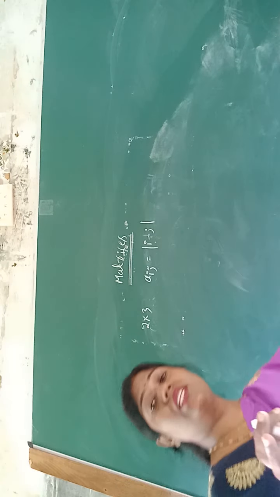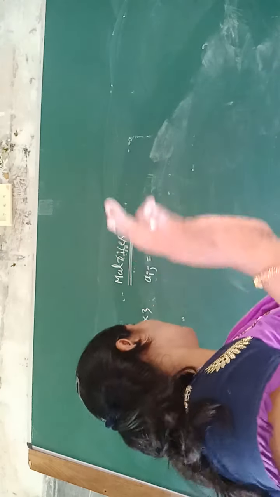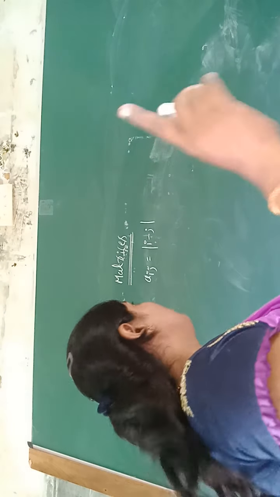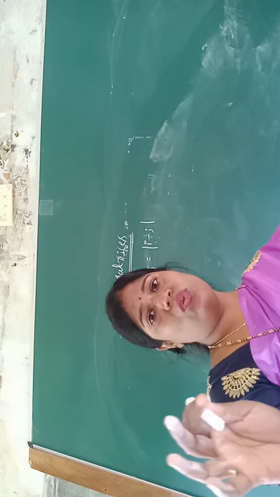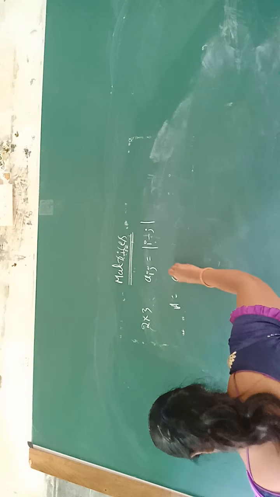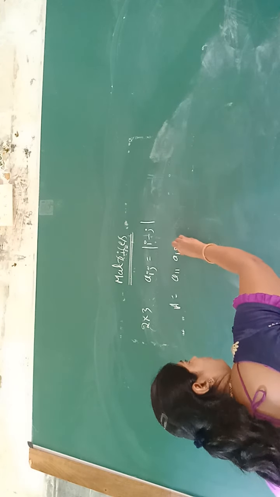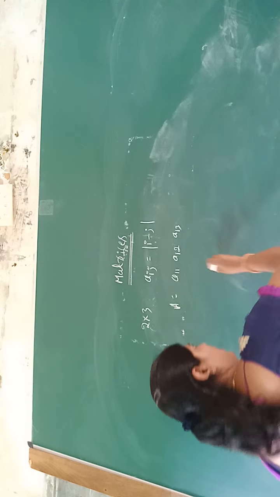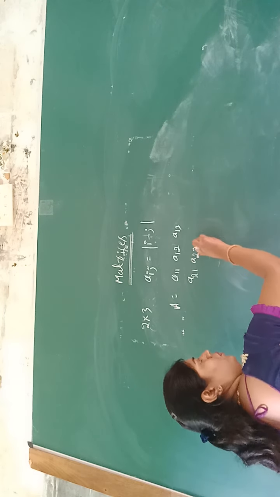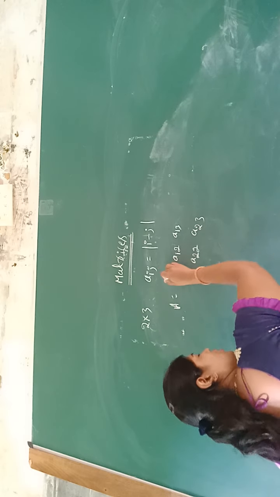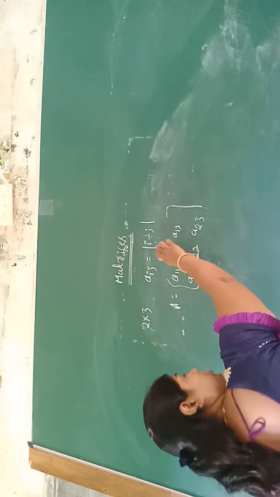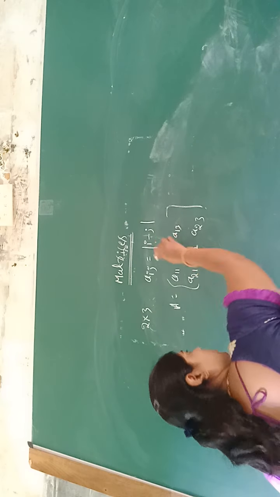We have to write the general form of a matrix first for order 2 cross 3. 2 cross 3 means there are 2 rows and 3 columns. So A is equal to A11, A12, A13, next elements A21, A22, A23. This is the general form of a matrix. We have to substitute these elements in this equation.